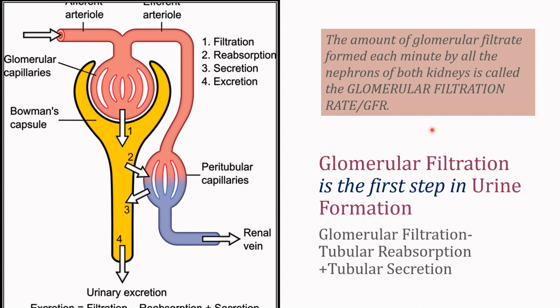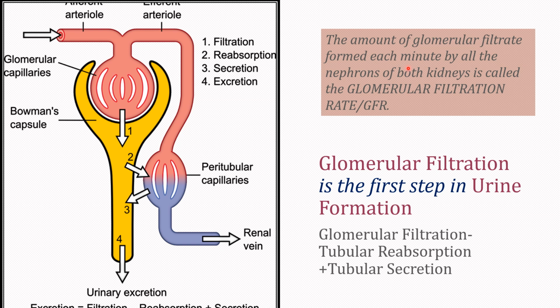As you have studied in 12th standard, glomerular filtration is the first step in urine formation. Filtration across the glomerular capillaries into the Bowman's capsule is the first step in urine formation. And across the glomerular capillaries means across the three layers of the glomerular capillaries, that is epithelium, basement membrane, and endothelium. Now there is a particular definition for it. It is the amount of glomerular filtrate formed each minute by all the nephrons of both the kidneys is called glomerular filtration rate or GFR.